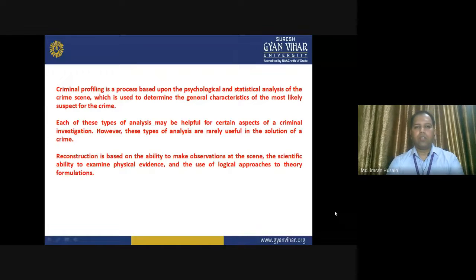Each of these types of analysis may be helpful for certain aspects of a criminal investigation. However, these types of analysis are rarely useful in the solution of a crime. Every type of analysis and investigation is very useful because certain aspects of a criminal investigation also require some additional details, but these types of analysis are rarely used in the solution of the crime.